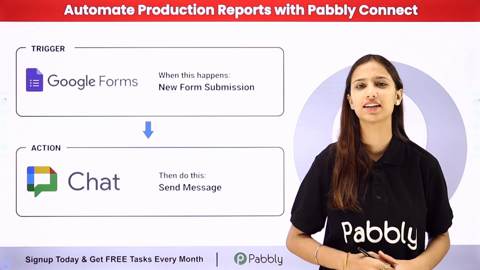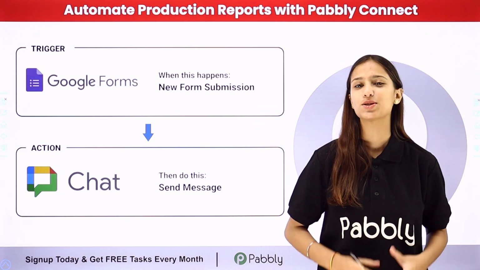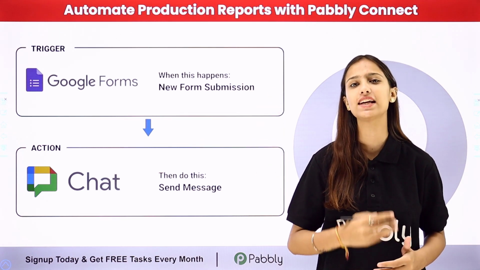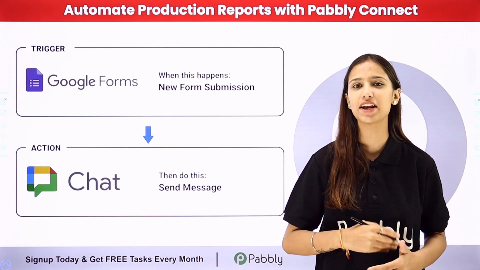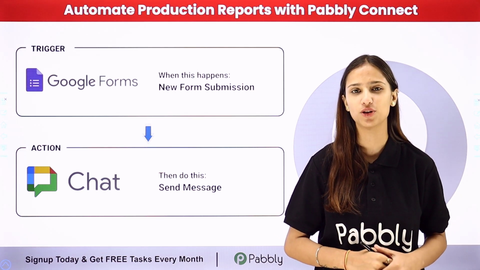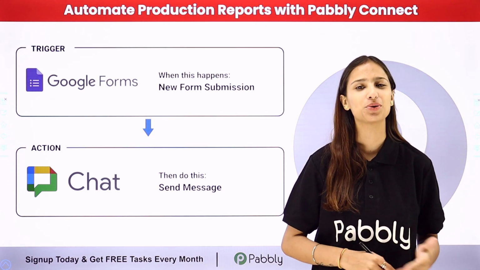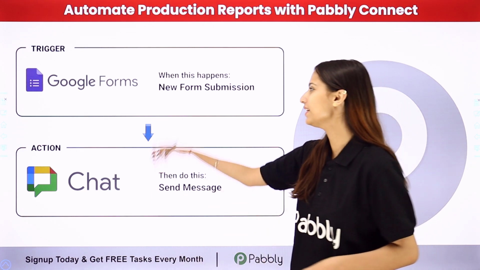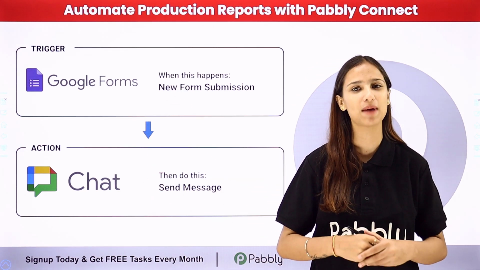So in today's video we will understand how to automate production reports with Pabbly Connect. By using Google Forms, I have created a daily work report form for my employees. My objective is that whenever an employee submits that form, I want to update my HR team on Google Chat. To do this, I need to set up a connection between these two applications, for which I'm going to use this amazing automation software, that is Pabbly Connect.